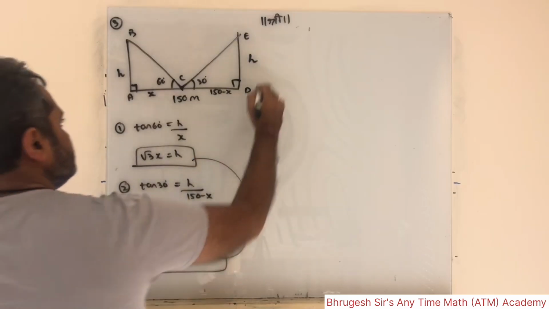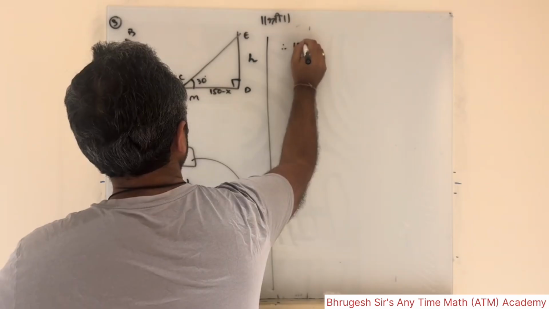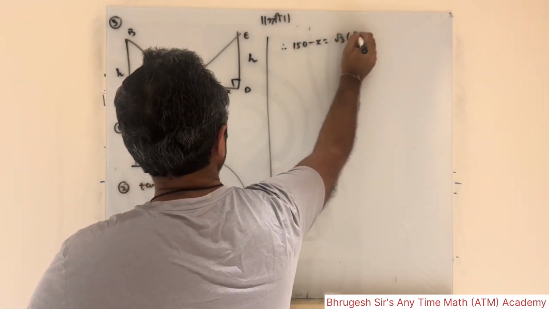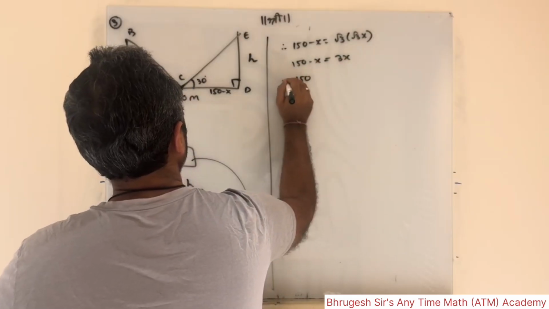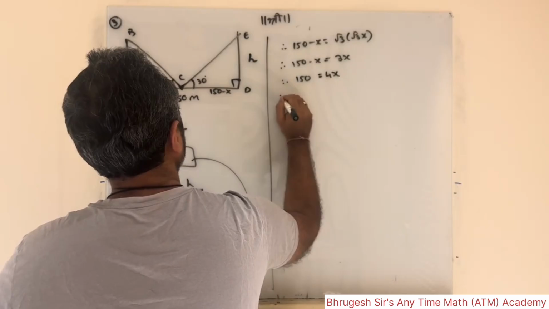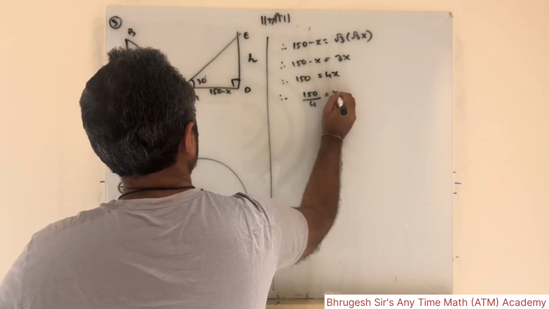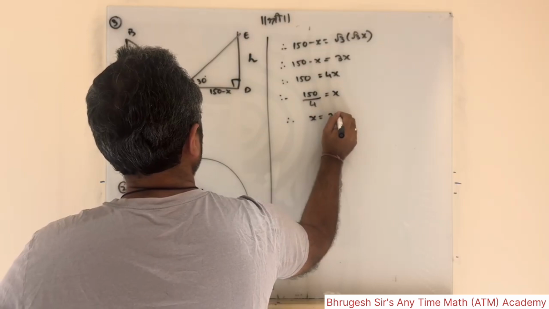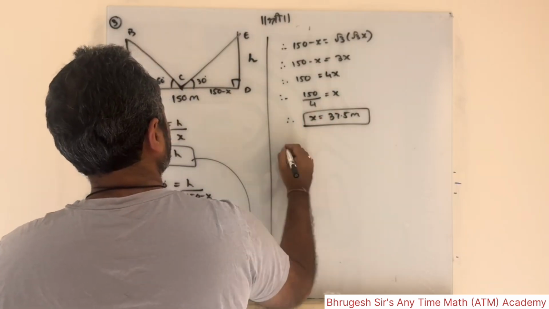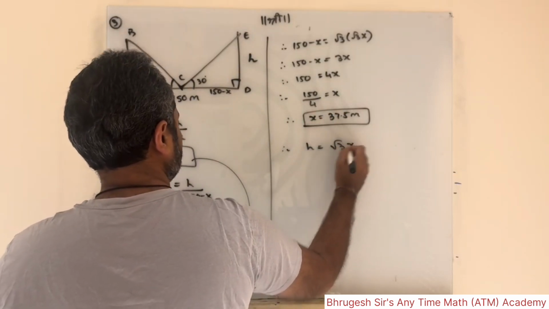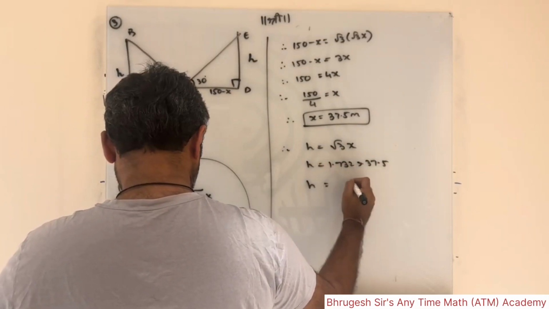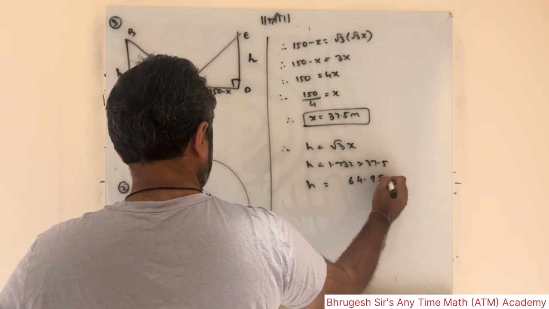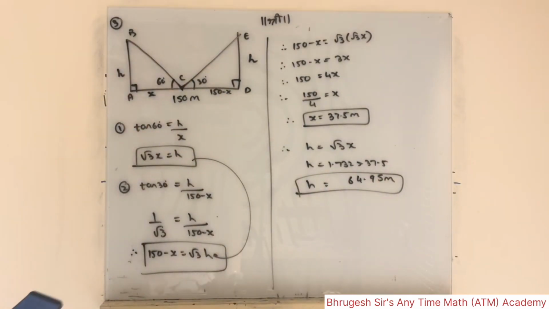h के बदले सब्स्टिट्यूट करो बेटा. Therefore 150 minus x is equal to root 3, h के बदले root 3x बेटा. x is 37.5. Therefore h is root 3x बेटा. 1.732 into 37.5. Okay बेटा. Hope so guys you got it बेटा.